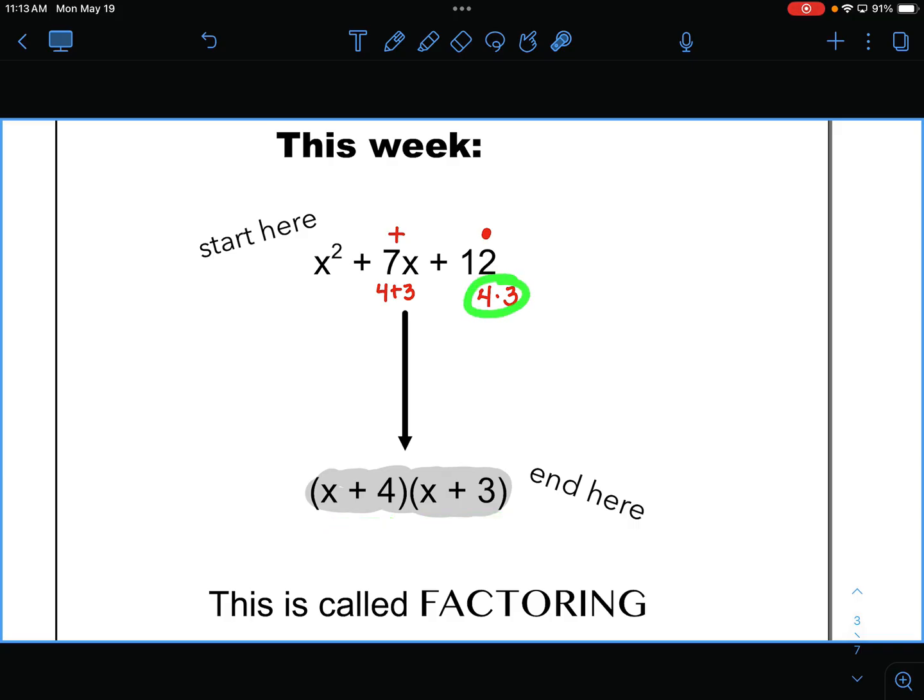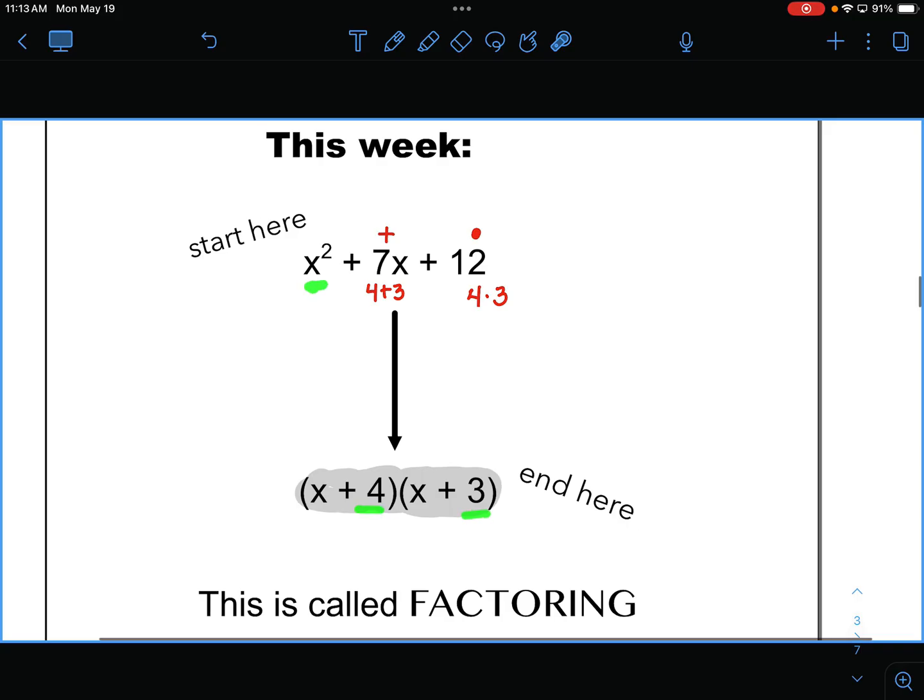So whatever these two numbers are, go here and here. And again, this should tell you if they're both positive or negative numbers. It was 4 times 3, that's 12, and 4 plus 3, that's 7, so they're both positive. And then because the first term here was x squared, the only way to get that is to multiply x times x. Again, this is what our factored form is going to look like today.